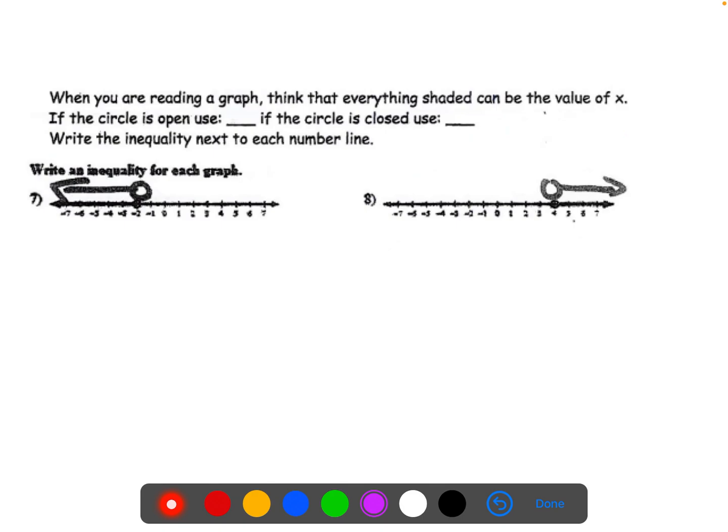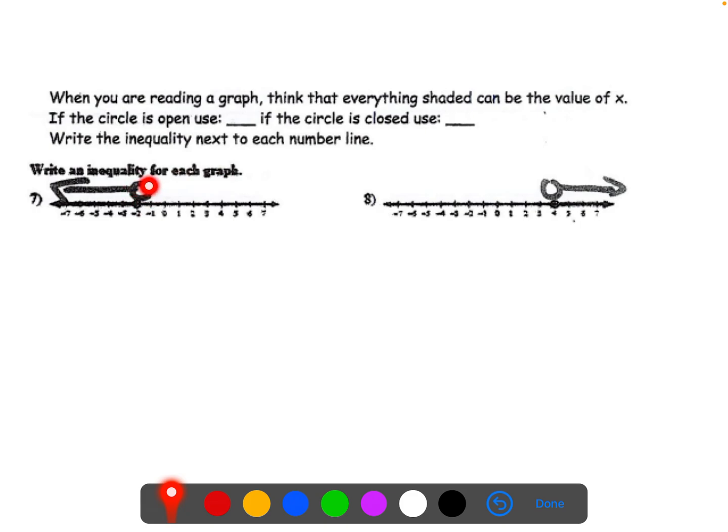All right, at the bottom of the handout here on the front side, again, it's reviewing if the circle is open, what kind of symbols to use. If the circle is closed, what kind of symbols to use. And just refer back to what we just talked about here. And now we're going to reverse this. Instead of drawing the graph, which is already done for us, we're going to write the inequality for each graph.